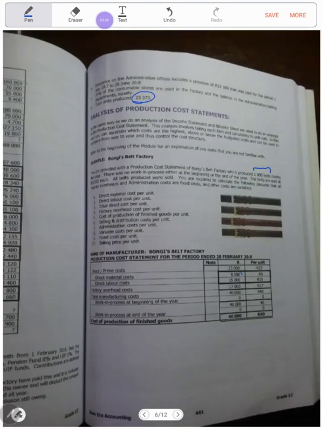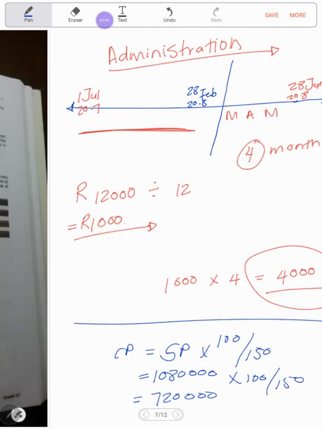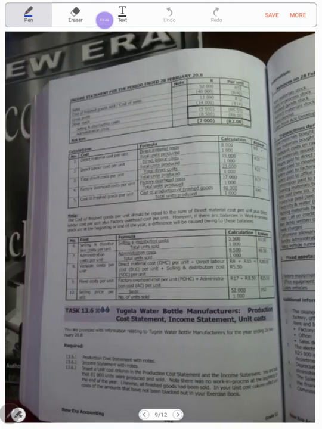And if you want to just make sure, there it is, the direct or prime costs. And you're going to divide that by 1,000 in order to get the total direct cost per unit. Factory overheads, you will look at your factory overheads in your production cost statement and divide it by the number of products produced, which was 1,000.